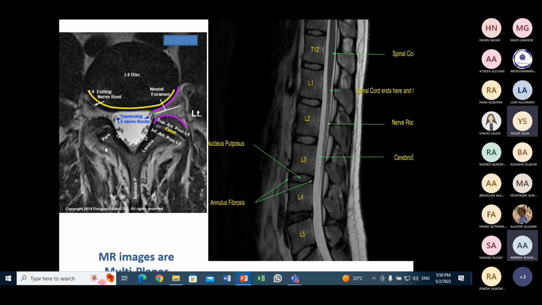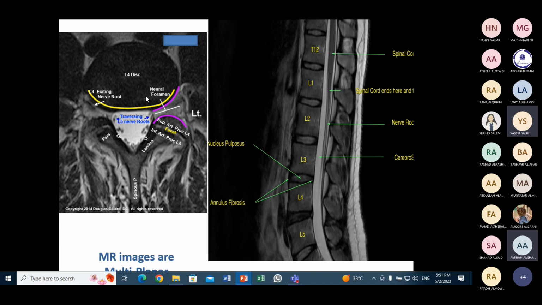Notice that the two laminae always join together to form the spinous process. This is important to know because of some conditions. Notice that this is the left lamina and this is the right lamina. The two laminae join to form this spinous process.